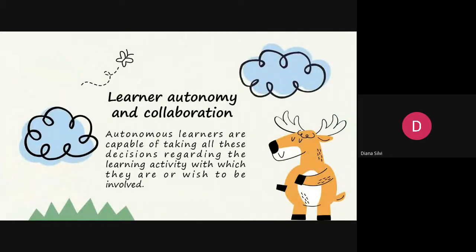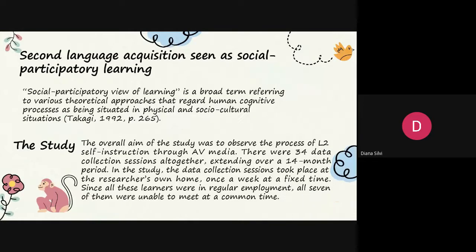And the next is learner autonomy and collaboration. Autonomous learners are capable of taking the best decisions regarding the learning activity with which they are or wish to be involved. Next. Second language acquisition seen as social participatory learning. Social participatory view of learning is a broad term referring to various theoretical approaches that regard human cognitive processes as being situated in physical and socio-cultural situations. Takagi, 1992, p.